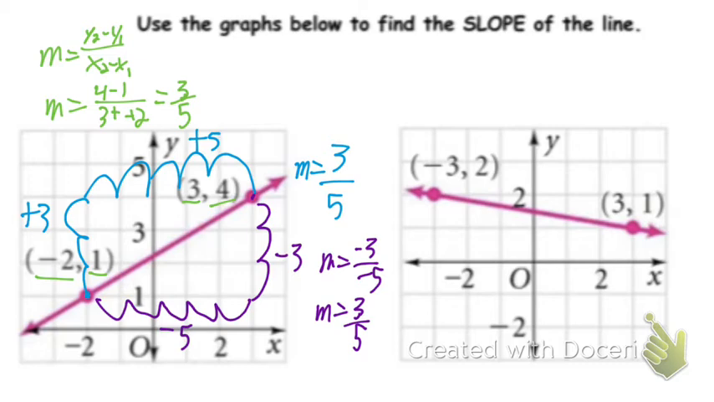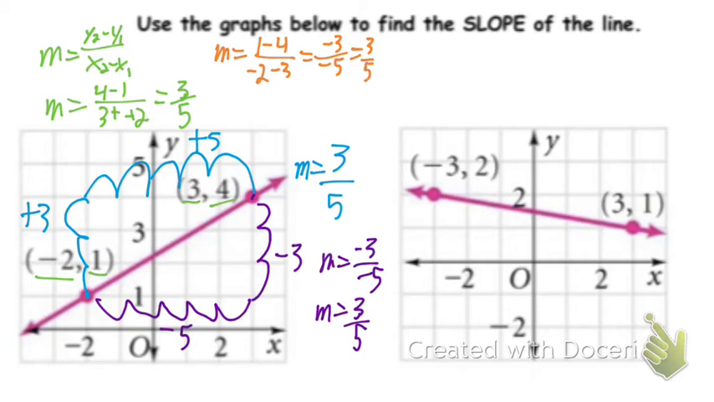Hey, Mr. Kossel, what if we reversed it? Great question, math students. Thank you for asking that one. Okay, let's say we did m is equal to 1 minus 4. So I flip the top around. I flip the bottom around as well. Negative 2 minus 3. 1 minus 4 is negative 3. Negative 2 minus 3 is negative 5. Negative divided by negative is still a positive. So we get the same answer.